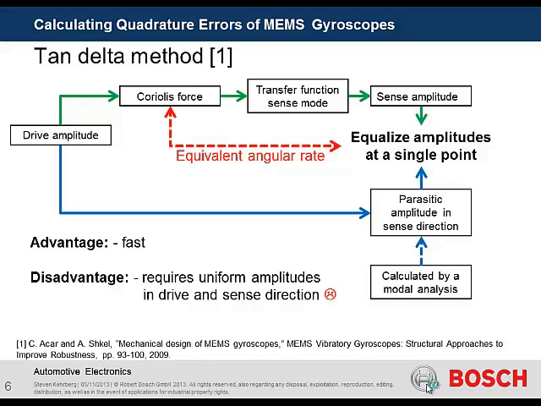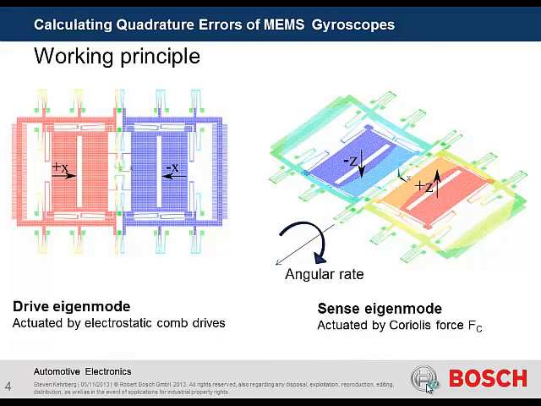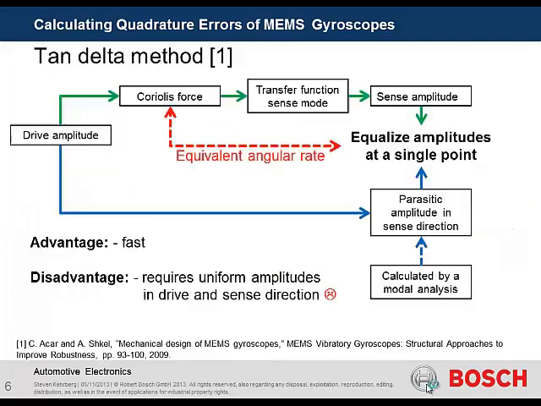But as a disadvantage, at this point, you have to equalize amplitudes at a single point of the structure. And therefore, you need uniform amplitudes. So whenever you go back and have a look at this mode shape, the detection mass does not have the same color. So as you see here, we have some tilting and warpage, and that makes it really hard to find a representative sense amplitude. And therefore, this method is really not good for this type of gyroscope.